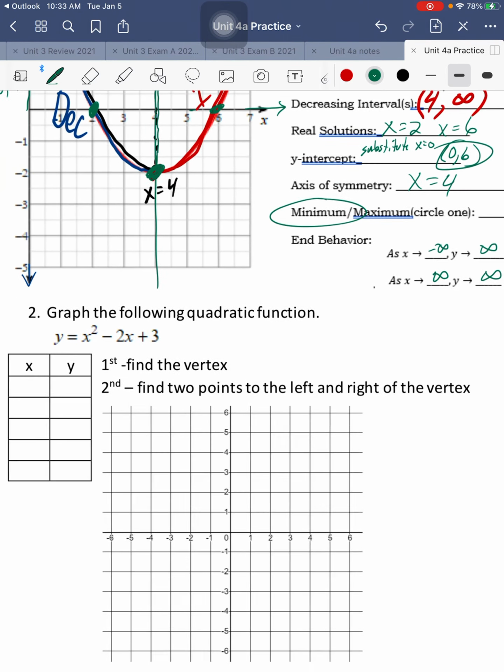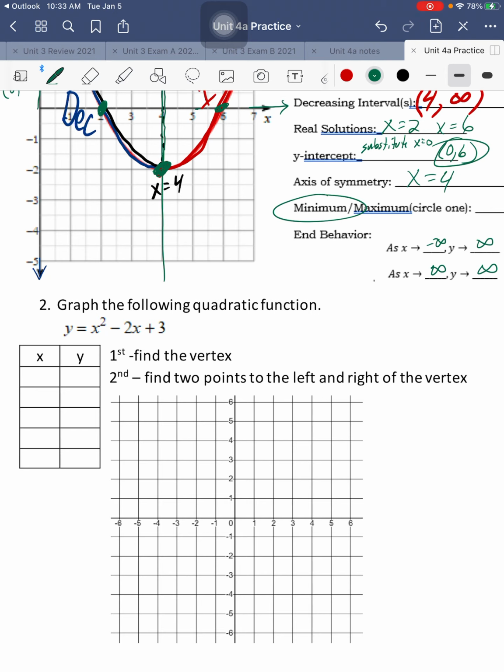Next, graphing. So now we actually have to graph this. The first thing I would do is find the vertex. To find the vertex, we need x equals the opposite of b over 2a. So we need to know what a, b, and we can do c if we want.